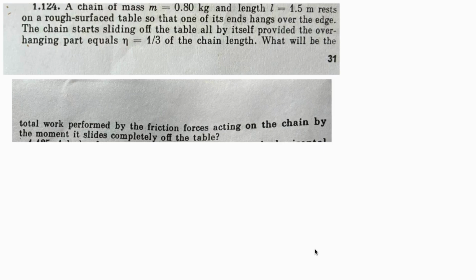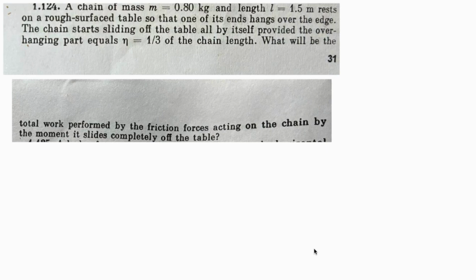So without any further delay, let's get into the solution part of it. A chain of mass m equals 0.8 kg and length 1.5 meters rests on a rough surface table so that one of its ends hangs over the edge. The chain starts sliding off the table all by itself, provided the overhanging part equals eta, which is equal to 1 by 3 of the chain length. What will be the total work performed by the frictional forces acting on the chain by the moment it slides completely off the table?